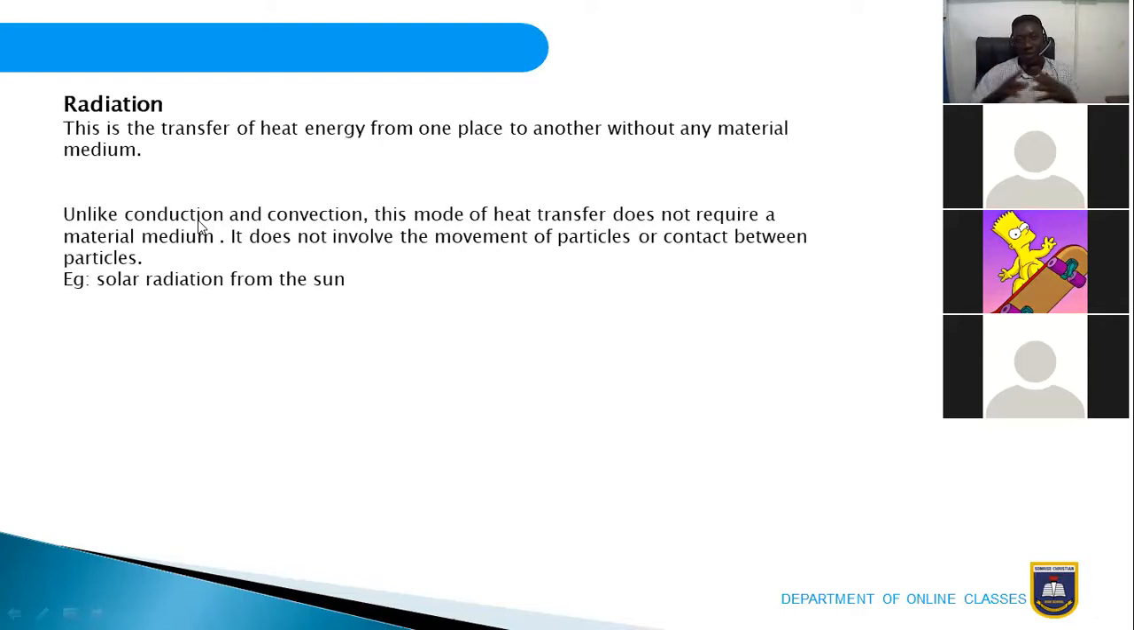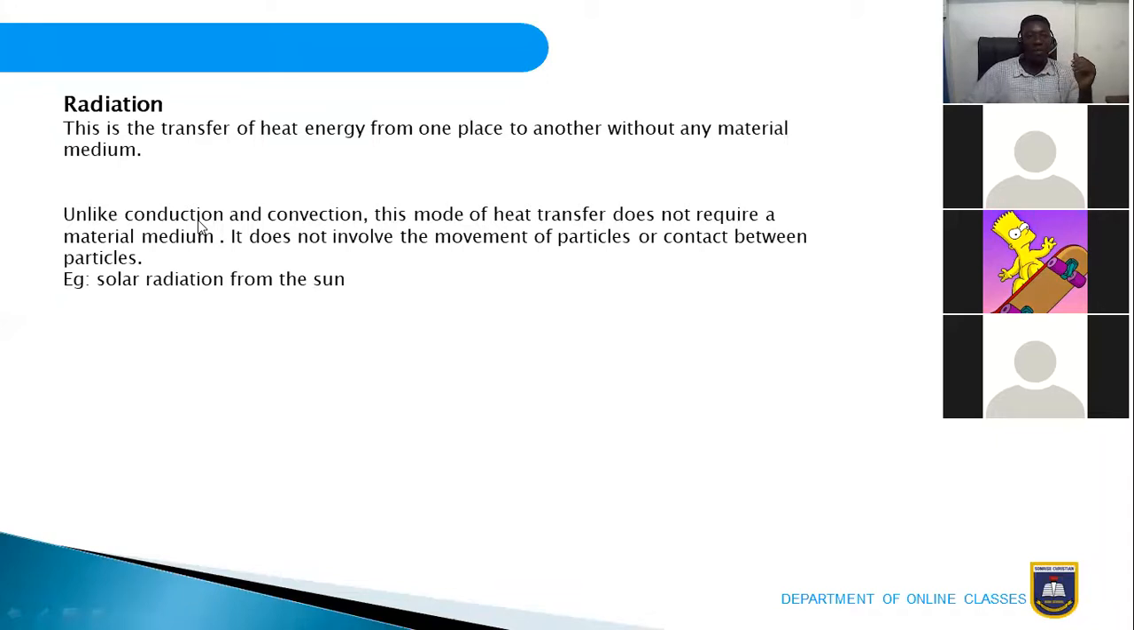No, that one is the result of direct heat transfer. No particles are colliding, there is just heat transfer. So that's radiation. In radiation, there is no material medium.